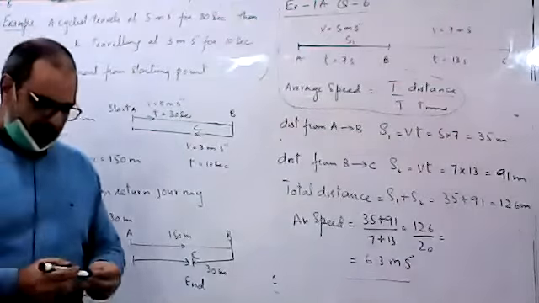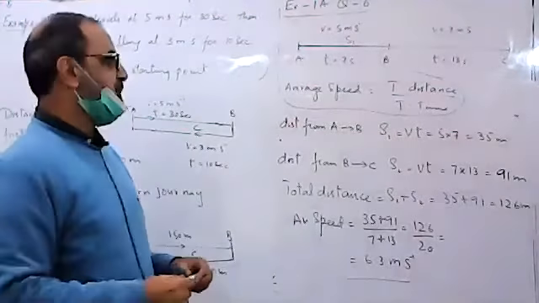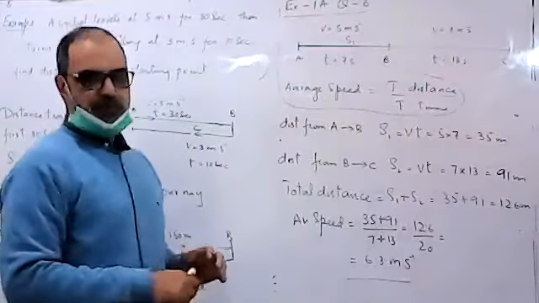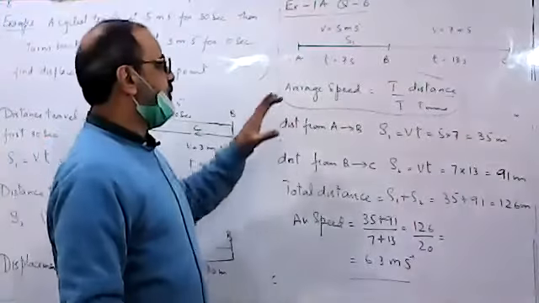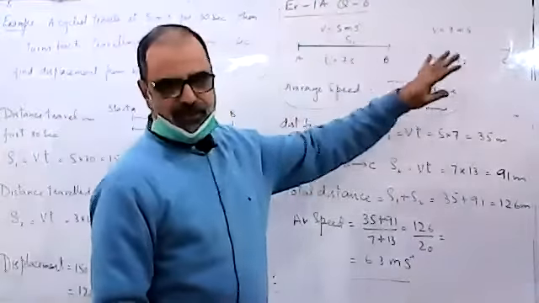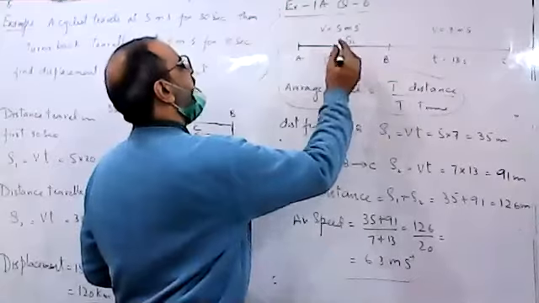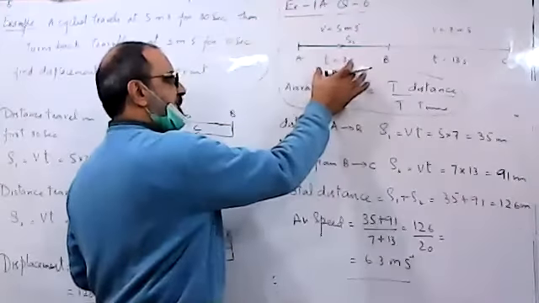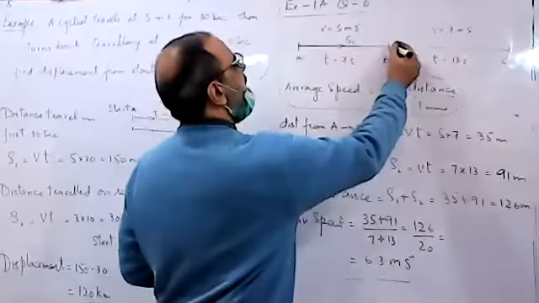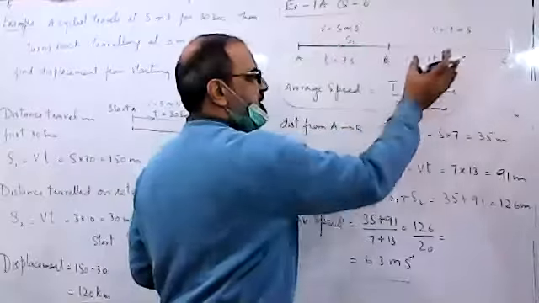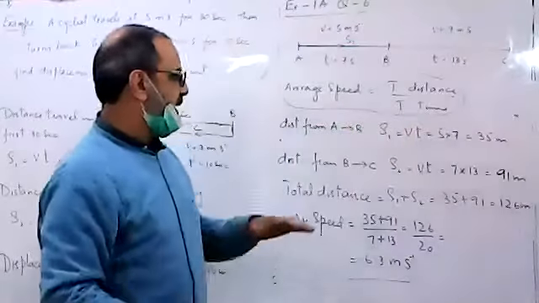So this is the way we tackle the problems in the mechanics. We read the statement very carefully. We try to draw a simple diagram just to understand what is happening. The object was traveling between 2 points with a speed of 5 for 7 seconds. Then it changed its speed to 7 for next 13 seconds. And we have to find the average speed.